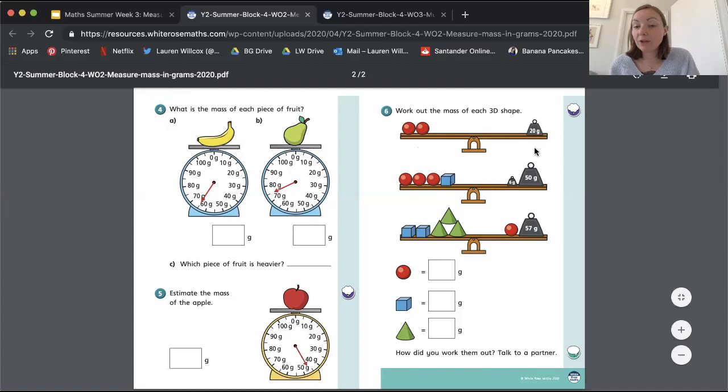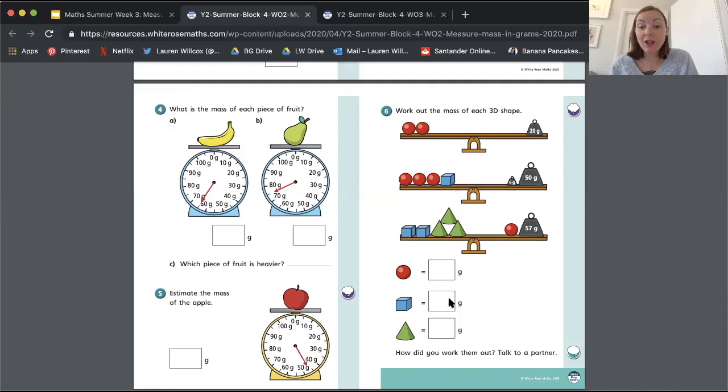You need to have a look at how much it weighs. You need to have a think about maybe how much one of these weighs. Then you can times that by 3. And here you've got one of these again, but you've got 3 cones and you've got 2 cubes. So you're going to have to do a bit of problem solving there to work out how much it weighs. And how did you work it out? So when you upload some of your pictures, maybe you could show us how exactly you worked it out.